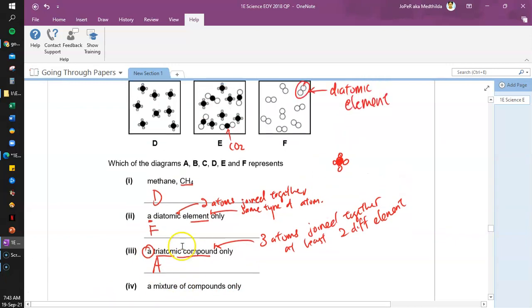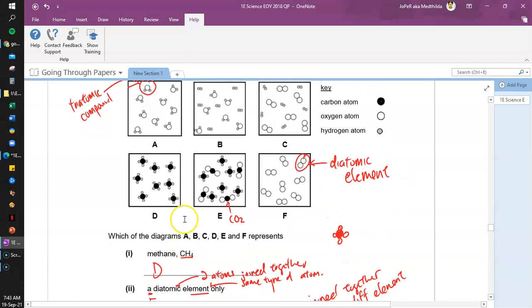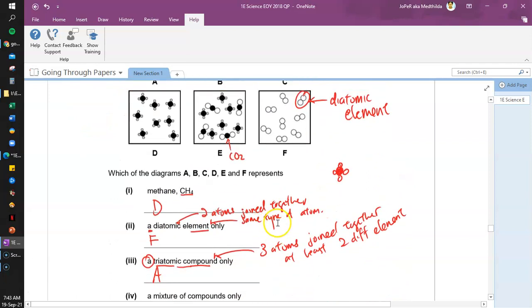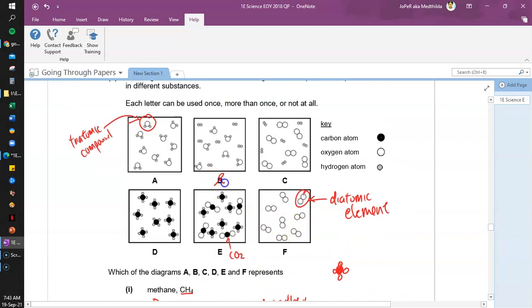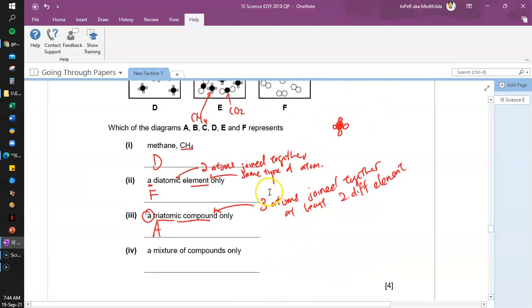A mixture of compounds only. So I only want a mixture of compounds. Therefore, B is out because it has an element. C is out because of this element. F is out. D consists of only one compound, so this is not a mixture. Therefore, the only possible answer is E. It consists of 2 different compounds, CH4 and CO2. So part 4 is E.